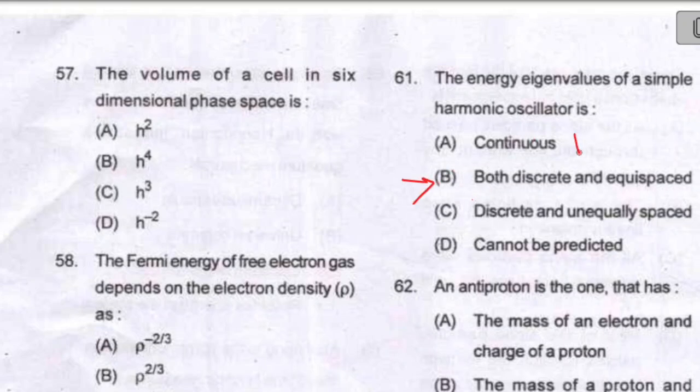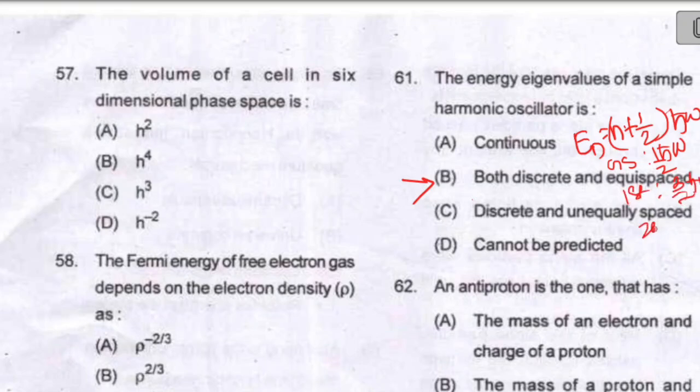The energy for the harmonic oscillator is E_n equals n plus half, h cut omega. So for the ground state you can see the energy is half h cut omega. For the first excited state this is 3 by 2 h cut omega. For the second excited state 5 by 2 h cut omega.